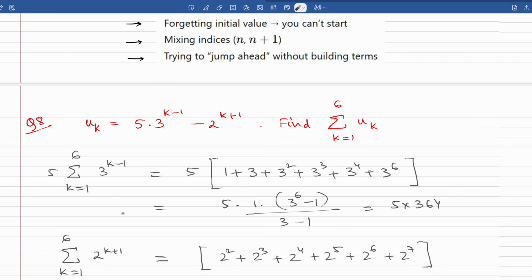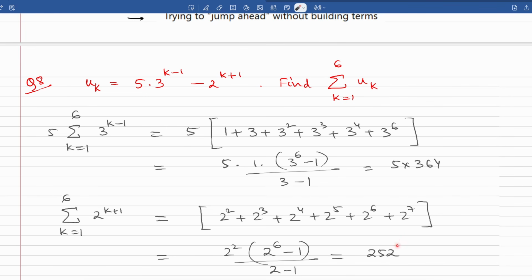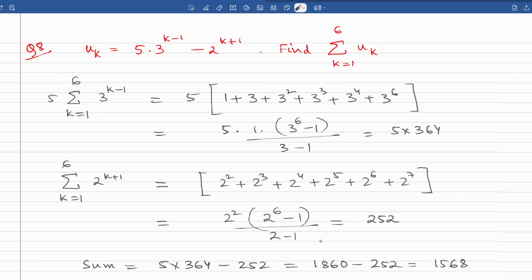For the second term, we have k is equal to 1 to 6, 2 to the power k plus 1, which means 2 square plus 2 cube plus ... 2 to the power 7. Again, use the GP formula and we'll end up with 2 square into 2 to the power 6 minus 1 divided by 2 minus 1, which is 252. Now here, the sum will be 5 into 364 minus 252.